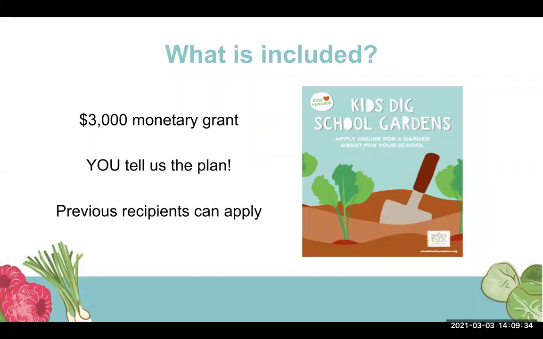So what's included in the grant? It's a $3,000 monetary grant. It's a pretty flexible grant. I'll talk about the specifics of the spending guidelines in just a second. But at a high level, the way that our grant program and our grant application works is that it's set up for the applicant to really tell us what their plan is. It's got a lot of questions and it's thorough, but it's not prescriptive beyond that. We really want to hear from you all about what your garden will be like in your space and in your community.